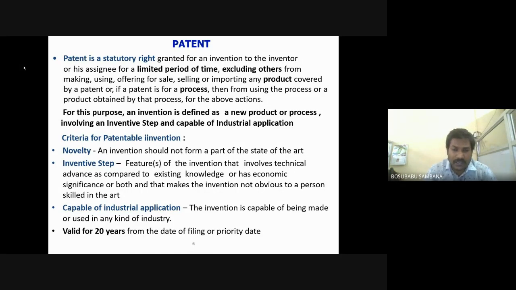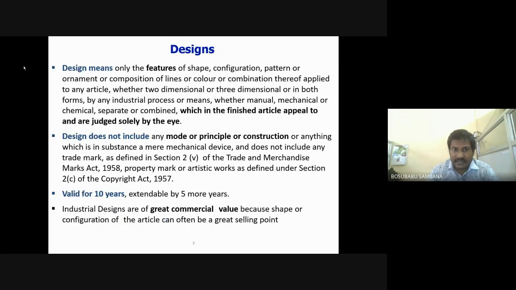Then the extension of your work comes under the complete specification. It is valid for 20 years from the date of filing or priority date. Here, the priority date is based on classification mapping. Another one is designs. Designs mean shape and configuration, pattern, ornaments, like chappals and bottles, whatever it may be. Any kind of thing may be considered for design patents.